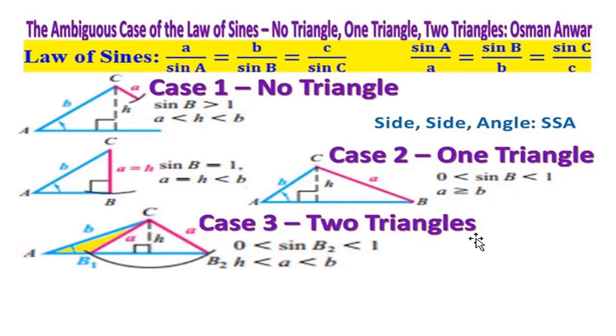Then, if side A is shorter than B but greater than H, side A can be extended to the right to form a triangle. It can also be extended to the left, to the perpendicular side, to form another triangle, which is the small yellow triangle with a very small angle C and very small side C. In this case you have two triangles, and we will go through the process with examples for each of them.